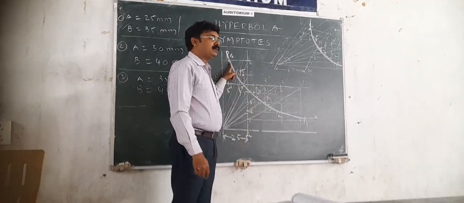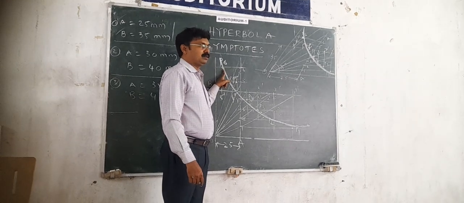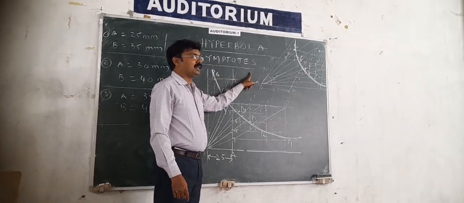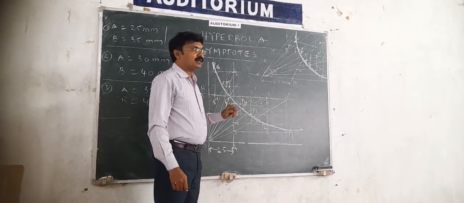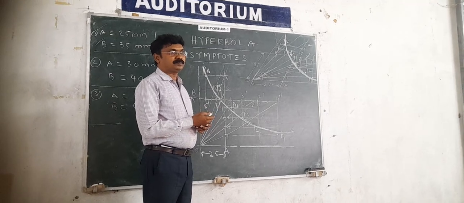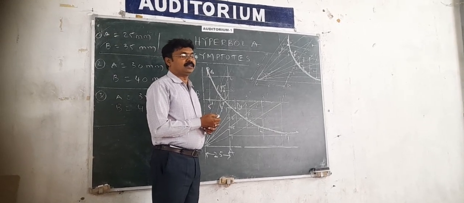The required hyperbola with the asymptotes method is successfully constructed. Okay, I think all of you got it.